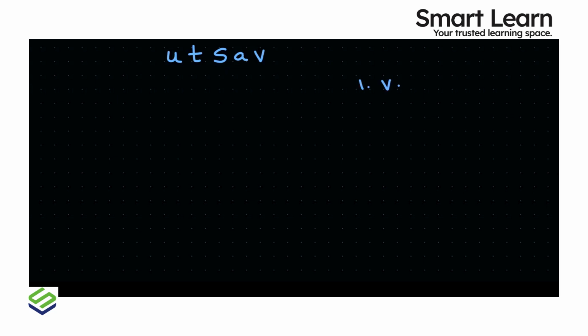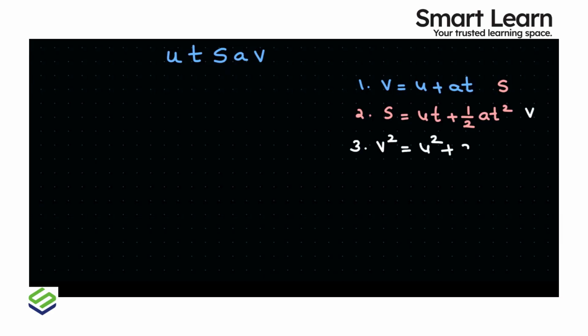We will derive that. What is missing in this is S. Second equation, we will start with S. S is equal to UT plus half AT square. What is missing is V. And the third equation is V square is equal to U square plus 2AS. What is missing is T. You can remember it as my name, Sina V.